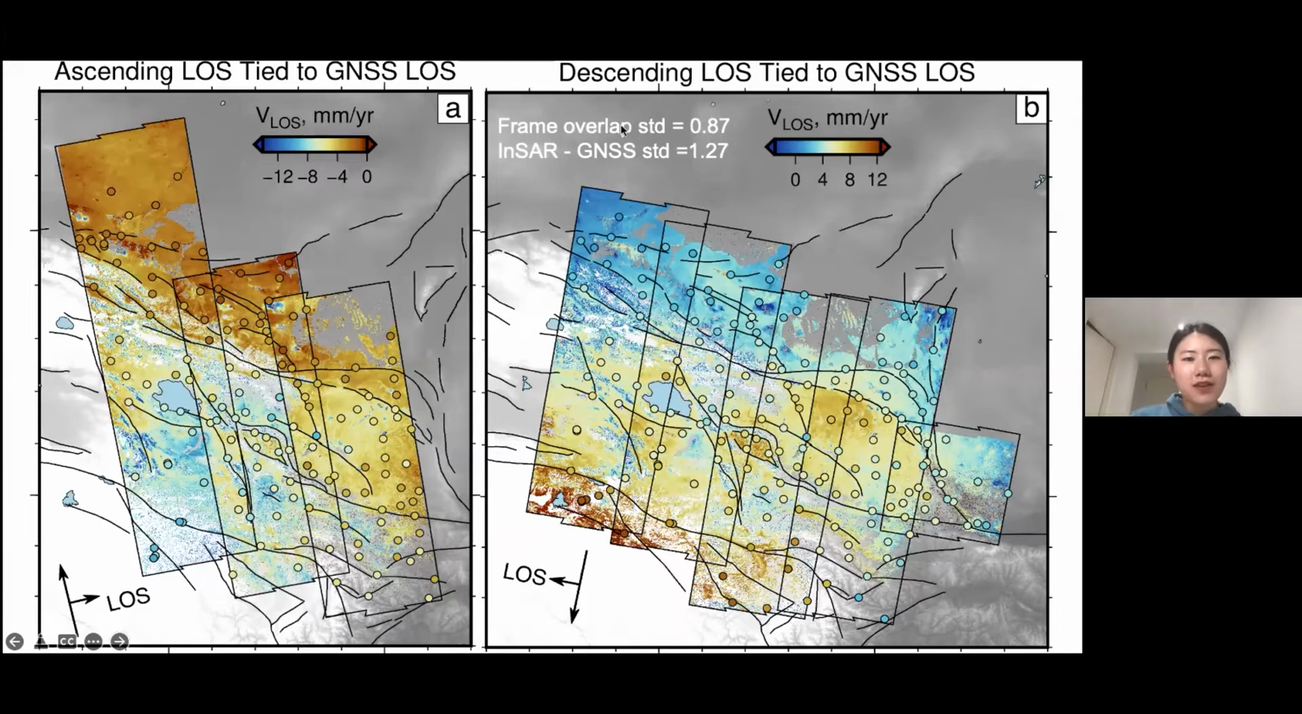The InSAR overlaps have a standard deviation of 0.87 millimeter per year, and the differences between InSAR and the GNSS have a standard deviation of 1.27 millimeter per year. So that gives us an idea of the quality of our velocity map.